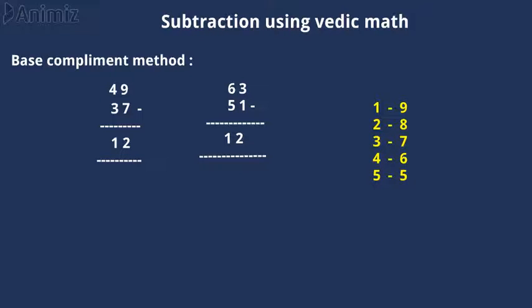And similarly for 9, if there is borrowing and the base number is 9, you are going to use the number 1, vice versa, right? And if it is 8, you are going to use 2. If it is 7, you are going to use 3. If it is 6, you are going to use 4, right? If you don't understand, we will go straight to the example.